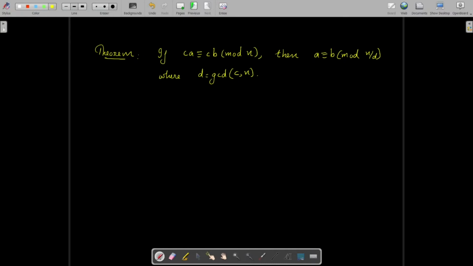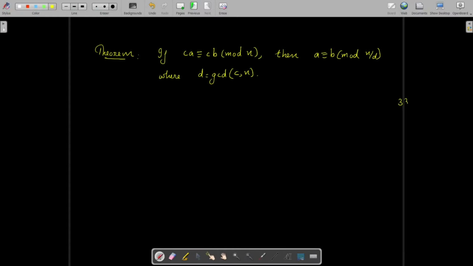Today, let us study some more results related to congruence. Here the theorem says, if ca is congruent to cb mod n, then a is congruent to b mod n by d, where d is the GCD of c and n.